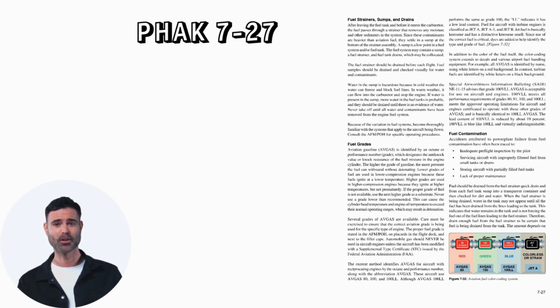Lower grades of fuel are used in lower compression engines because these fuels ignite at a lower temperature. Higher grades are used in higher compression engines because they ignite at higher temperatures, but not prematurely. If the proper grade of fuel is not available, use the next higher grade as a substitute. Never use a grade lower than recommended. This can cause the cylinder head temperature and engine oil temperature to exceed their normal operating ranges, which may result in detonation. Several grades of AV gas are available.